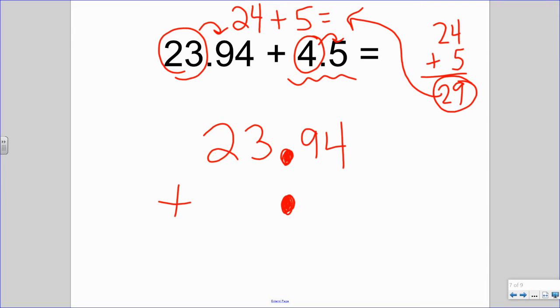I know this 4 is just to the left of the decimal point in the ones place. So I'm going to put the 4 right here. And that 5 is in that very first place value to the right of the decimal, in the tenths place, just like the 9. So I'm going to line up that 5 under the 9.